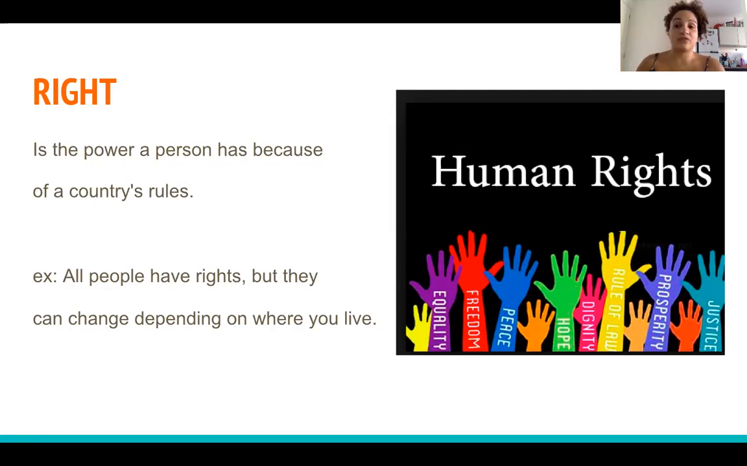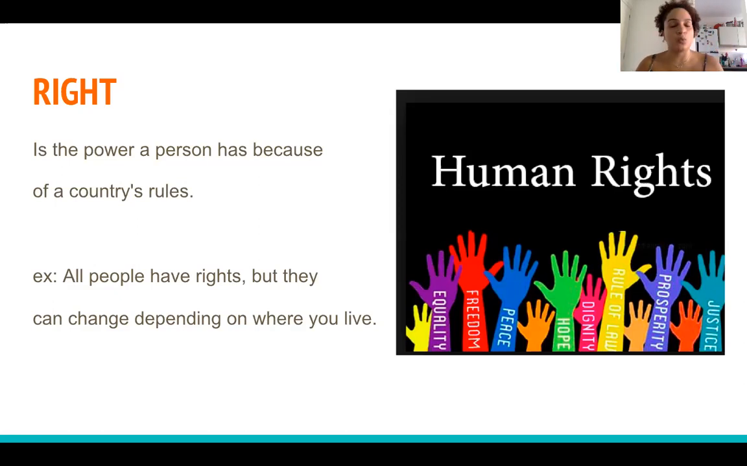In Brazil, we have some rights. In the United States, they have other rights. In other countries, they have other rights. So for example, in Saudi Arabia, just recently, women got the right to drive. Before this, women didn't have the right to drive. But in Brazil, do we have the right to drive? Yes, right? So for example, in Brazil, we have the right to drive when we turn 18.